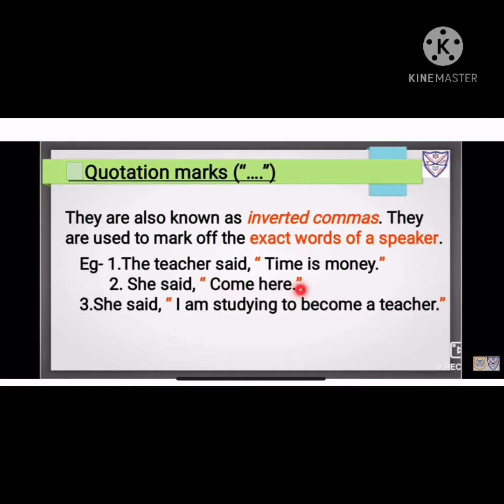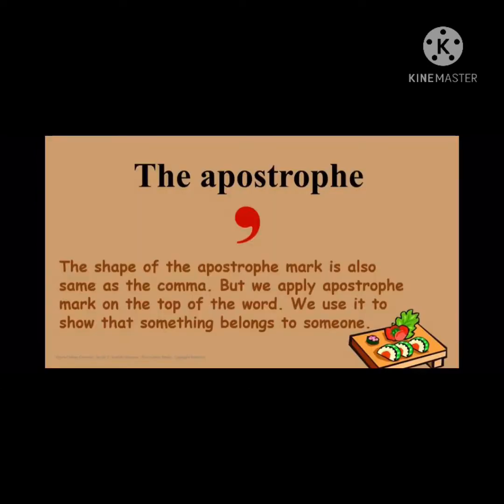Moving to the 7th punctuation mark, that is the apostrophe. This is the symbol of the apostrophe. The shape is much more similar to a comma, but the only change is that commas we use down, and the apostrophe we use at the top of the word. So let us see the definition. The shape of the apostrophe mark is also the same as the comma, but we apply the apostrophe mark on the top of the word. We use it to show that something belongs to someone.